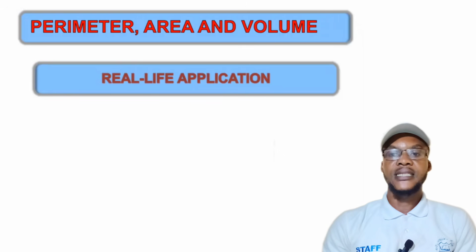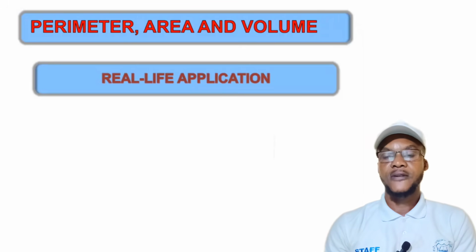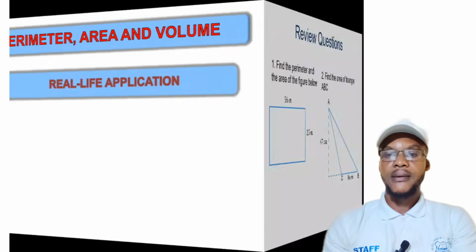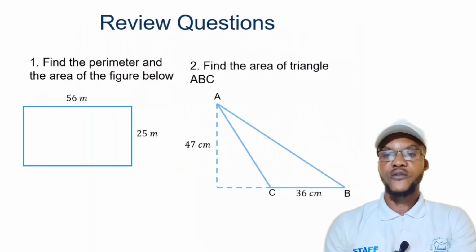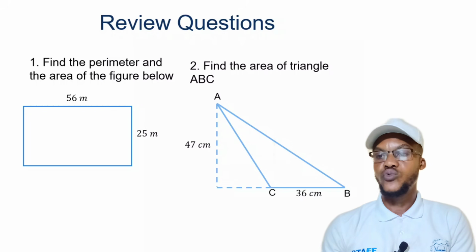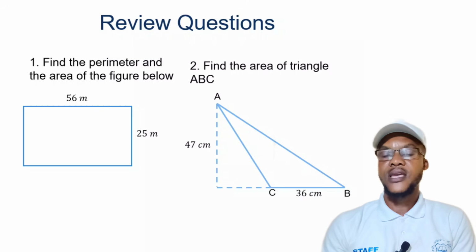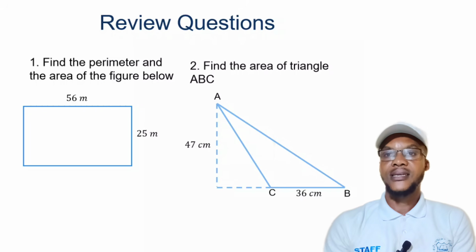But before that, let's see if we can go through some review questions from what we've done previously. We have two questions here. I want to give you a few minutes to look at the questions and think about how we are going to solve them. In question one, we are to find the perimeter and the area of the figure. In question two, we are to find the area of triangle ABC. Let me give you a few minutes to think about it, then after that, we all go through.